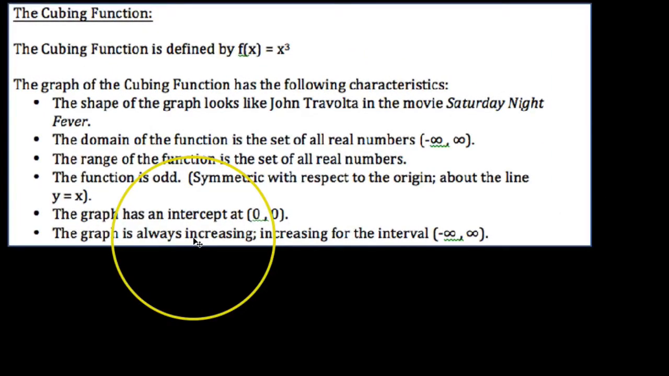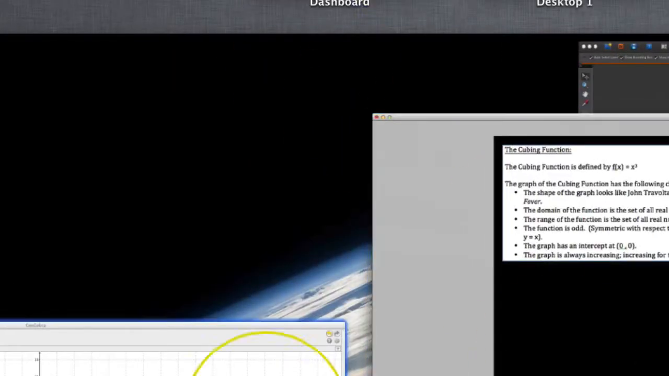Everybody, in this video we're going to be discussing the parent cubing function, the cubic function. So we're going to start by taking a look up here. The cubing function is any function that is of the form y equals x cubed, but the most perfect cubing function would be this one here before we've transformed it. So let's go ahead and start by taking a look at the picture, as a matter of fact, of the graph.